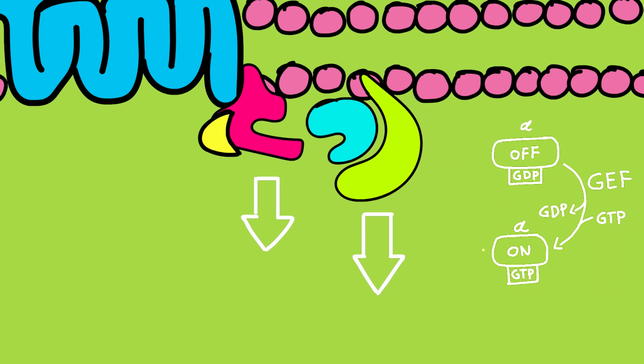And to balance things out, so that the system doesn't crash out, the alpha subunit itself also acts as a GAP or GTPase activating protein, which removes the phosphate from GTP, which converts GTP back into GDP.